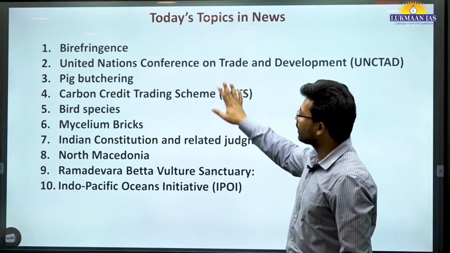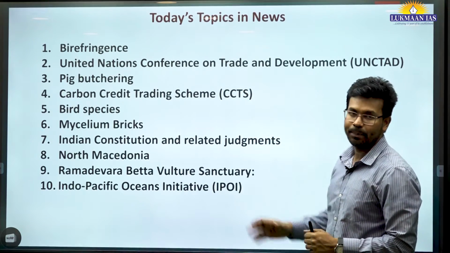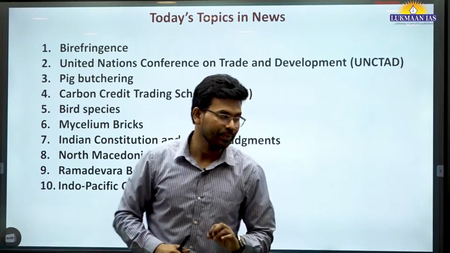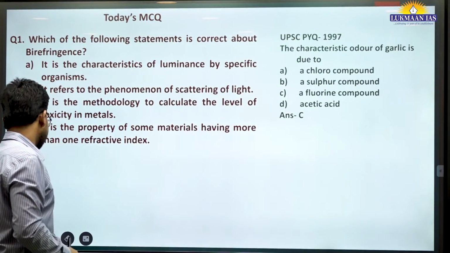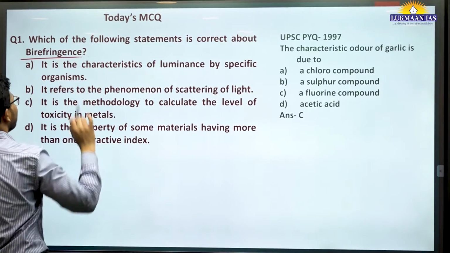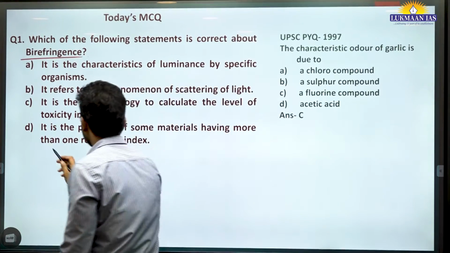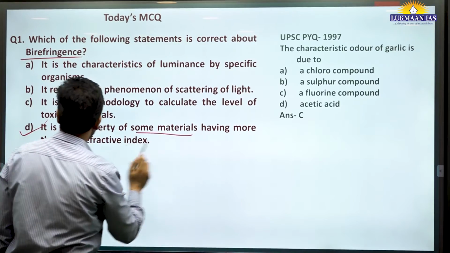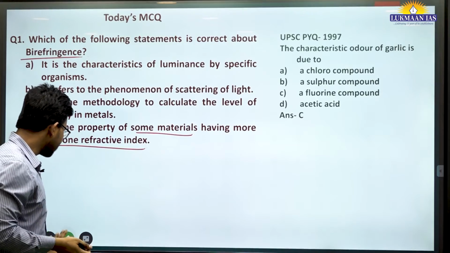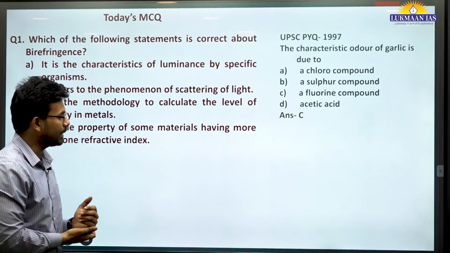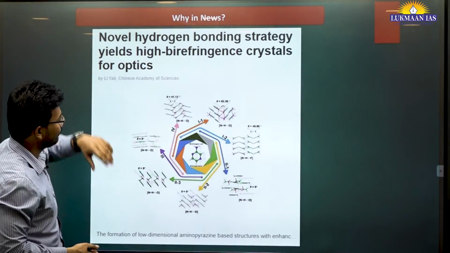Now let us talk about these topics. These are the 10 topics that we are going to discuss in detail today. And the first topic that we are going to discuss is Birefringence. So we will understand what we mean by Birefringence. Basically Birefringence, as we discussed, is the property of some materials having more than one refractive index. Why is it so? Because light passes through different lines in that particular medium, and light acquires different speeds, giving rise to different refractive indices.